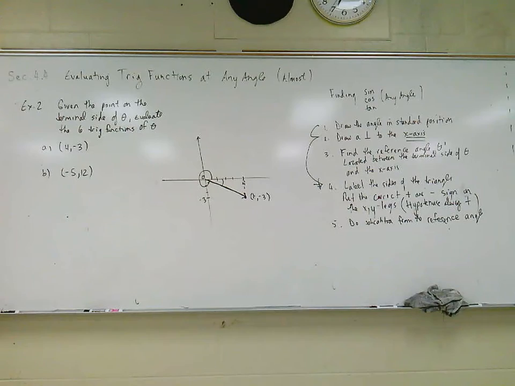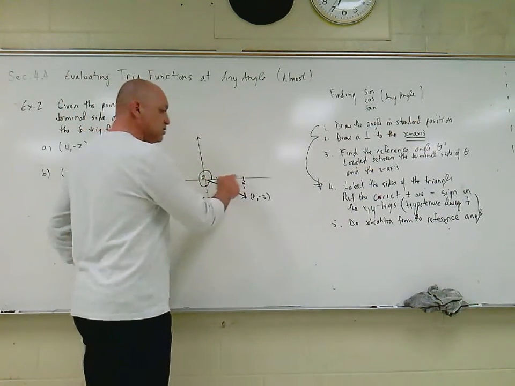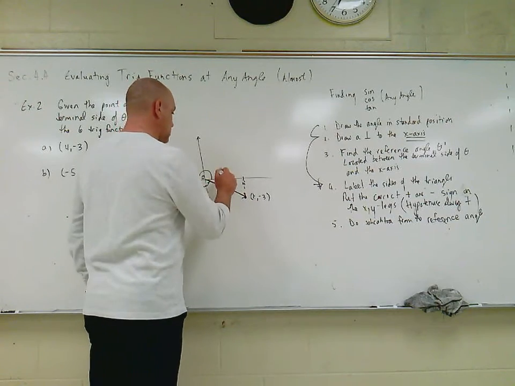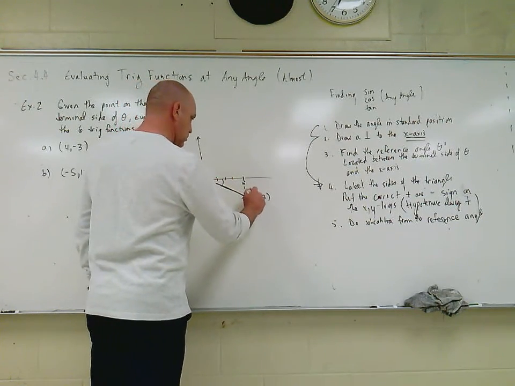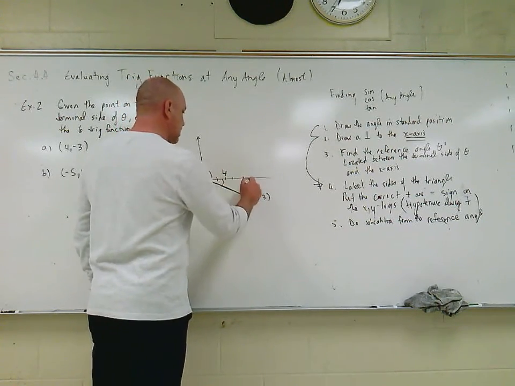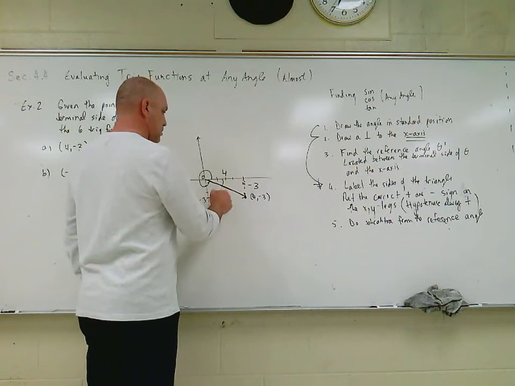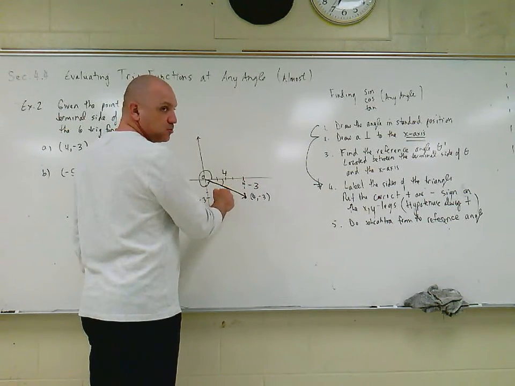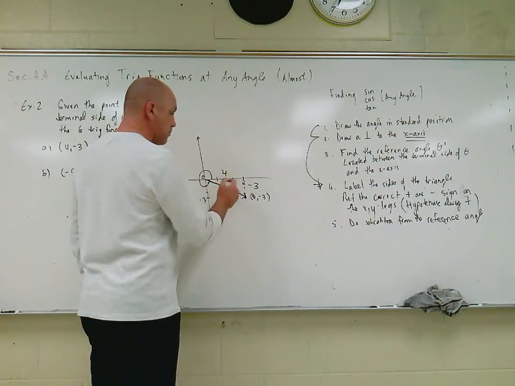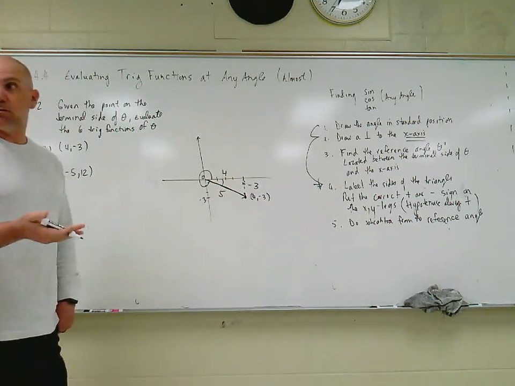I'm gonna catch up to you. We can move on because we're filming this. So, x side is what? 4. Y side is -3. Hypotenuse is what? 5. Hopefully you just memorized it. This is a 3, 4, 5 triangle.